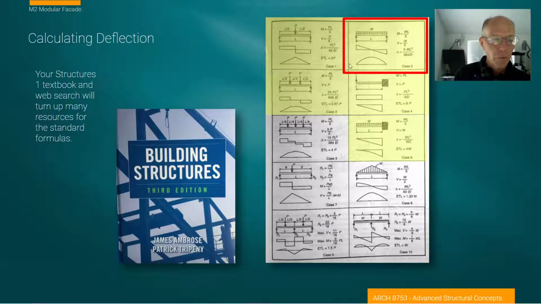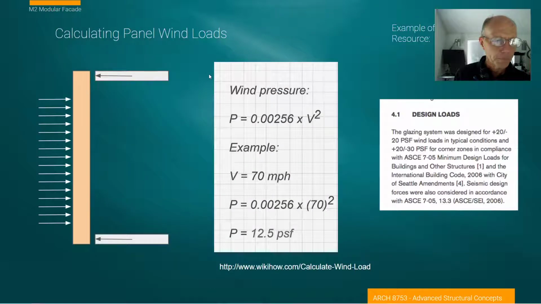We have these charts I'm sure you're familiar with from your structures courses, and I've identified the condition that's close to, or identical to, what we want to do here. We have a simply supported beam with two supports and a uniformly distributed load. We have formulas for the maximum moment, the maximum shear, and the deflection. And what I want to do is capture that formula onto our spreadsheet.